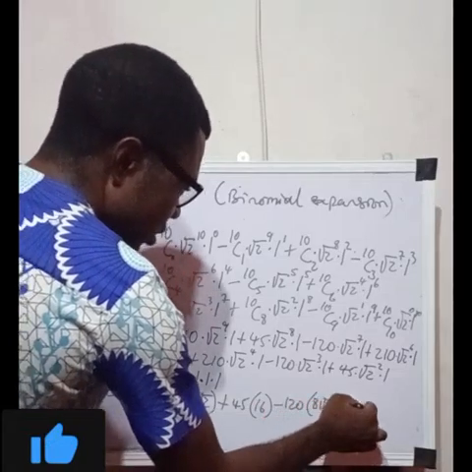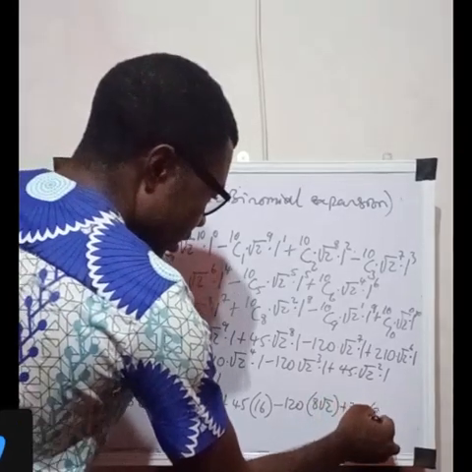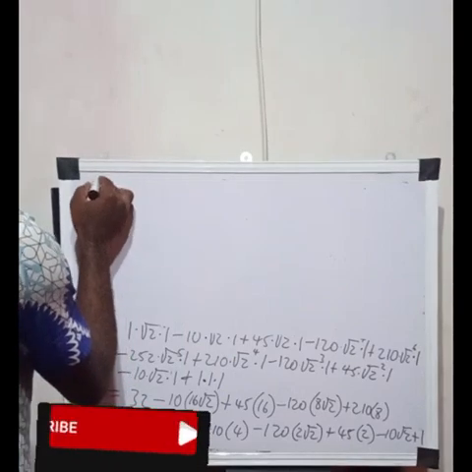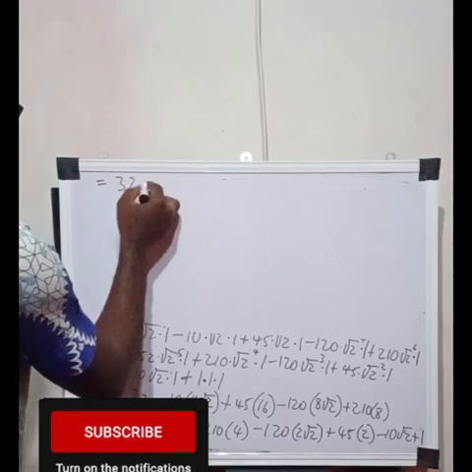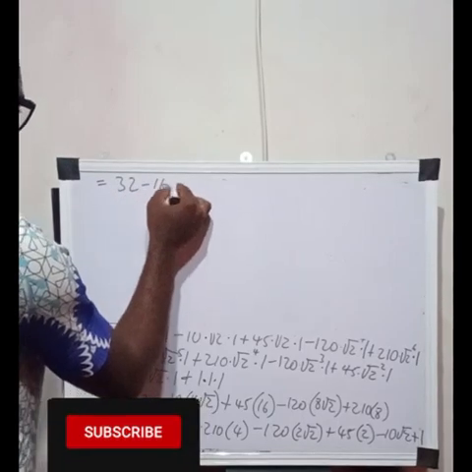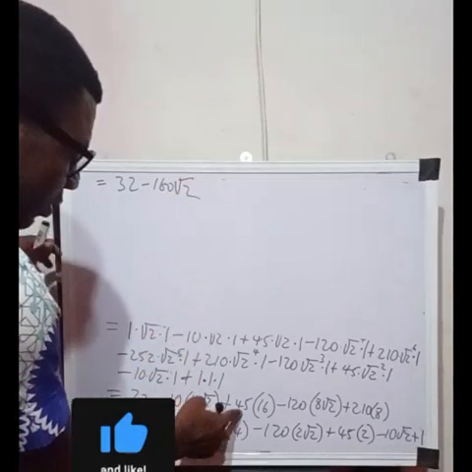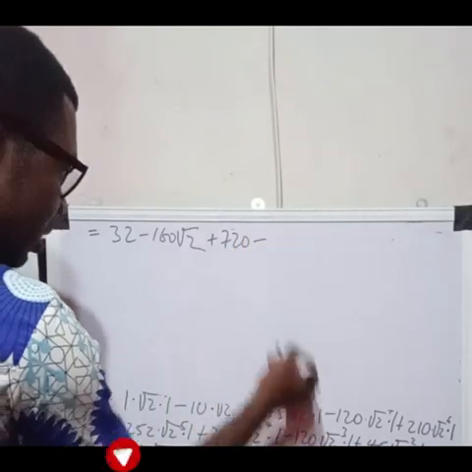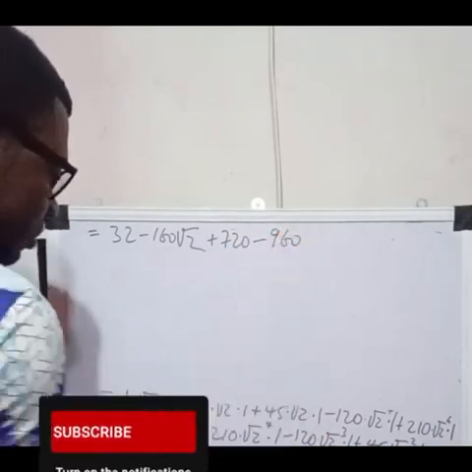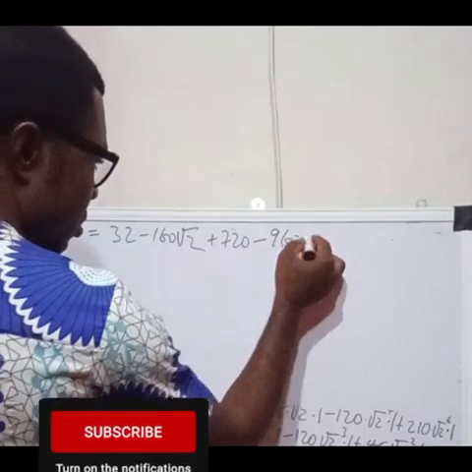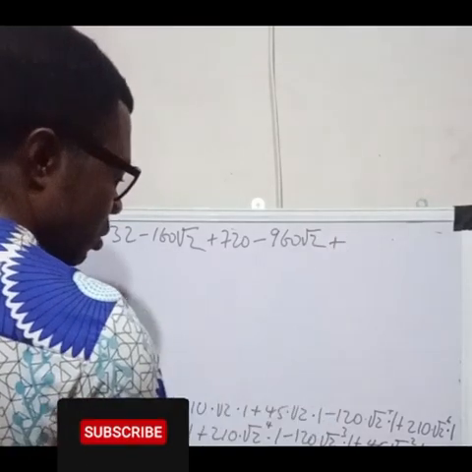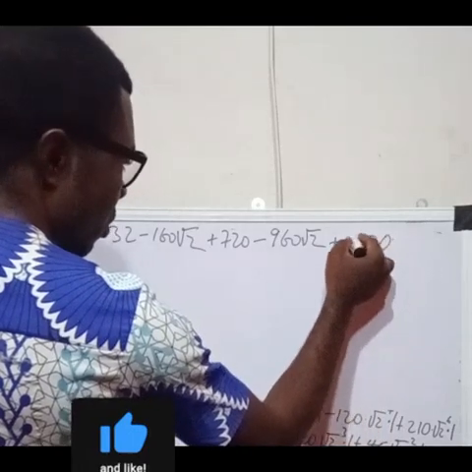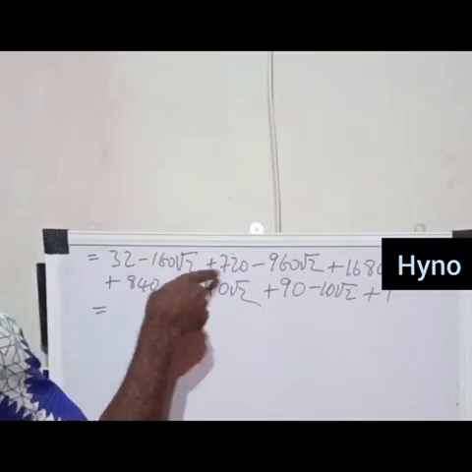Plus 210 root 2 raised to the power 6 is going to give us 8 times 1 is still 8. If we simplify further, this is equal to 32 minus 10 times 16 is 160, then root 2. 45 times 16 is 720 minus 120 times 8 is 960, then root 2, plus 210 times 8, we have 1680. These ones that are not carrying root 2.